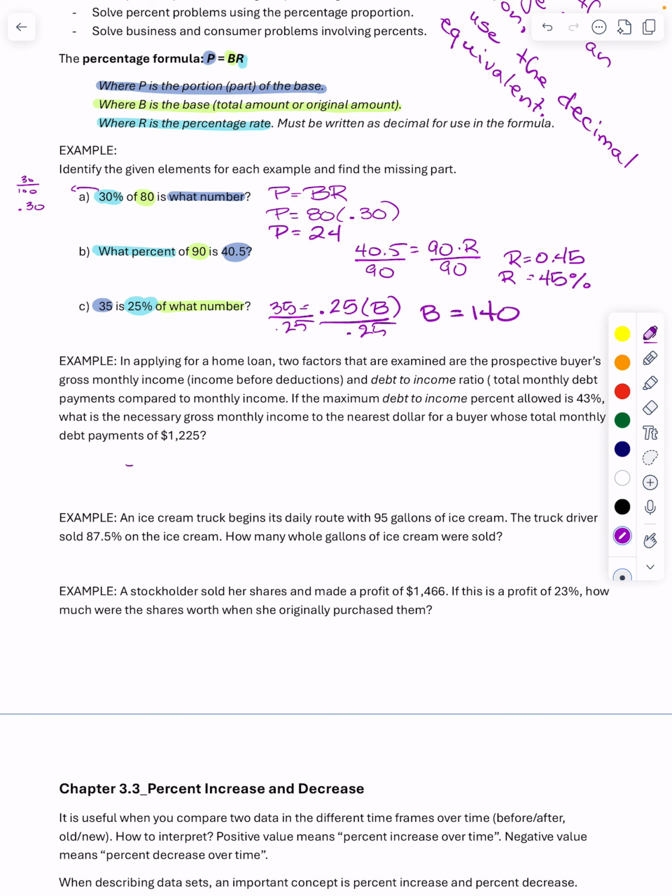Let me see if I can color code these too. The part was this one. The rate was this one. And the total's right here.